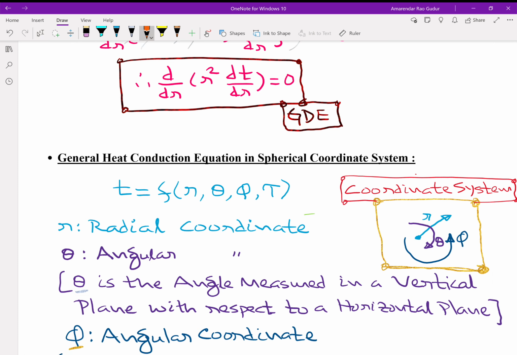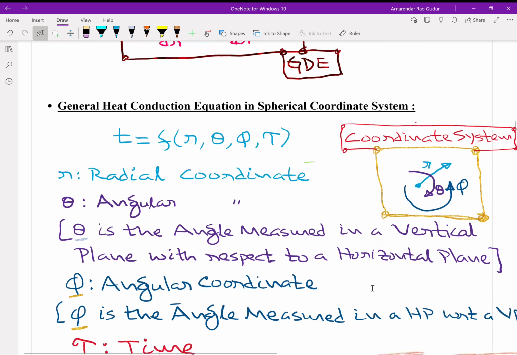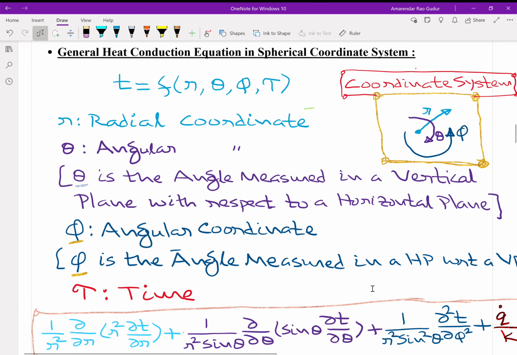Before we make a note of the general heat conduction equation, we realize that in spherical coordinate system, temperature would be a function of r, theta, phi and tau, where r is the radial coordinate, theta is the angular coordinate, phi is also the angular coordinate as established here. And one has to discriminate theta and phi.